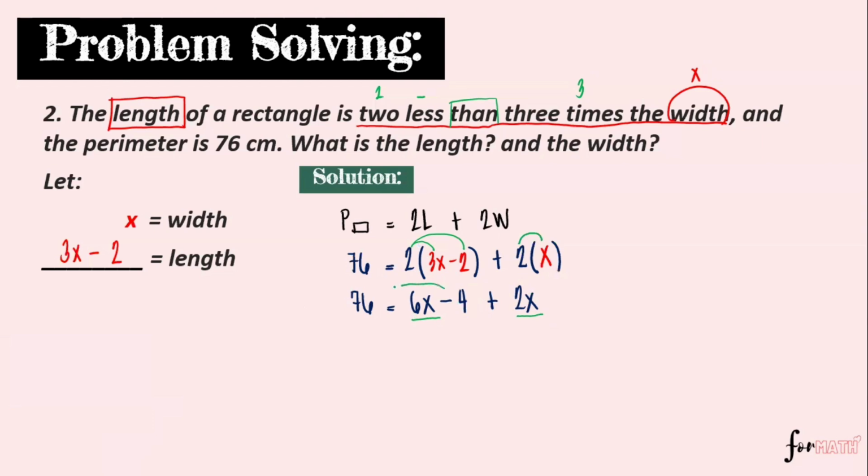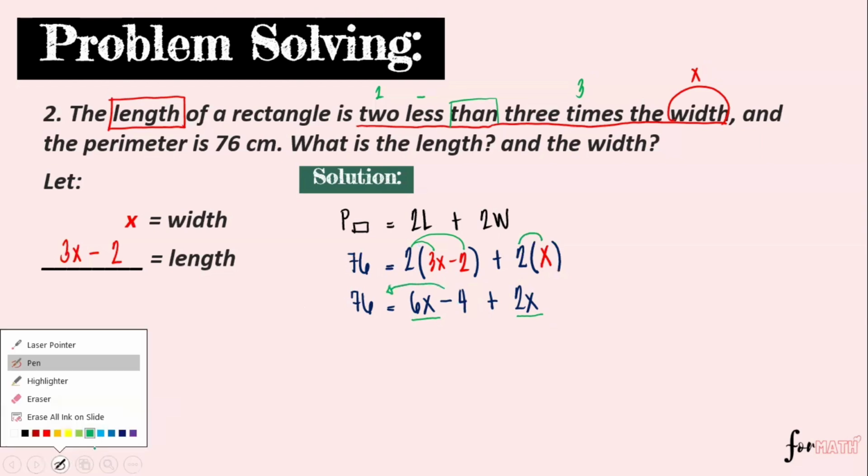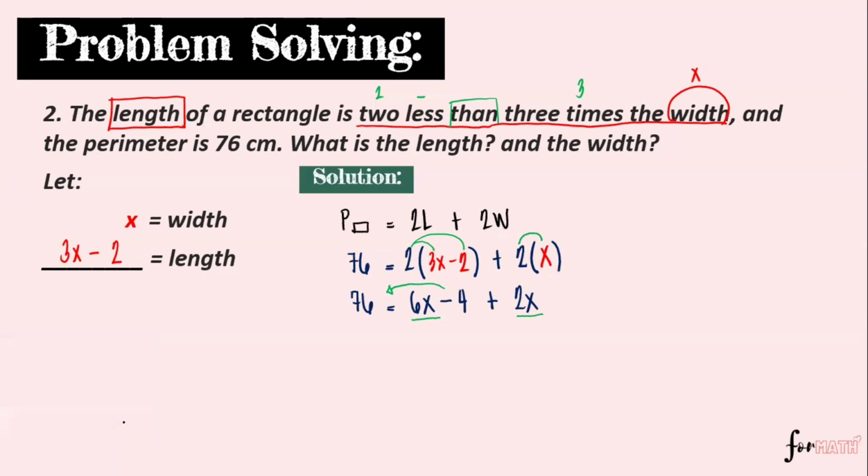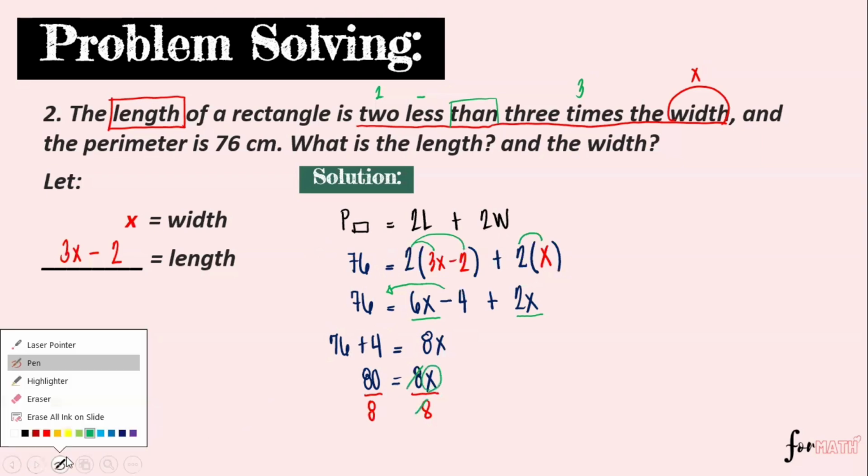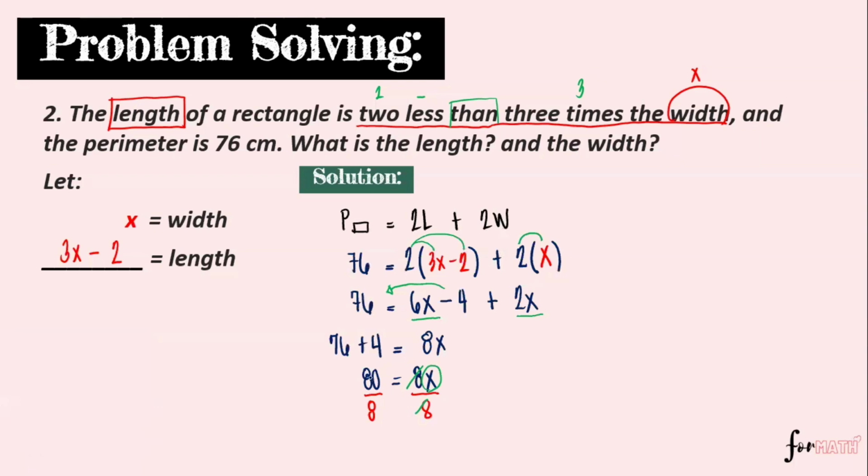And then this negative 4, move it to the other side because it is a constant, like the 76 which is also a constant. So now you have 76 plus 4 equals 6x plus 2x, so you have 8x. So you have 80 equals 8x. Now we're looking for the value of x, so we divide both sides by 8 to cancel the 8, and only the x remains. Therefore, 80 divided by 8 is 10. So x equals 10.